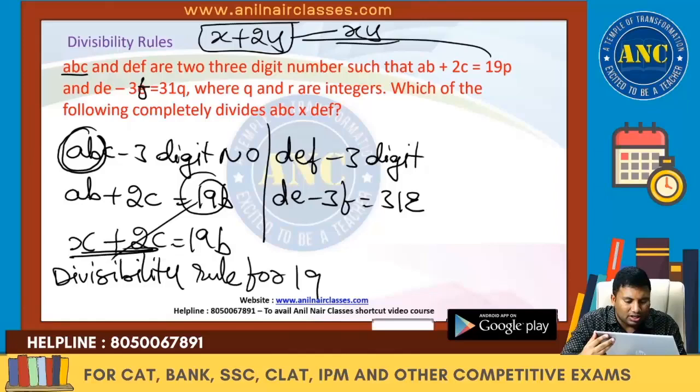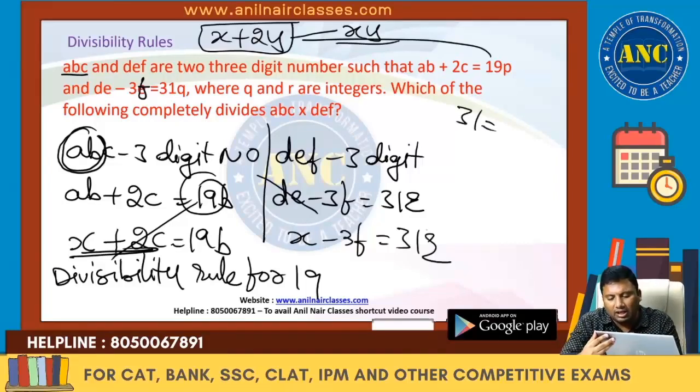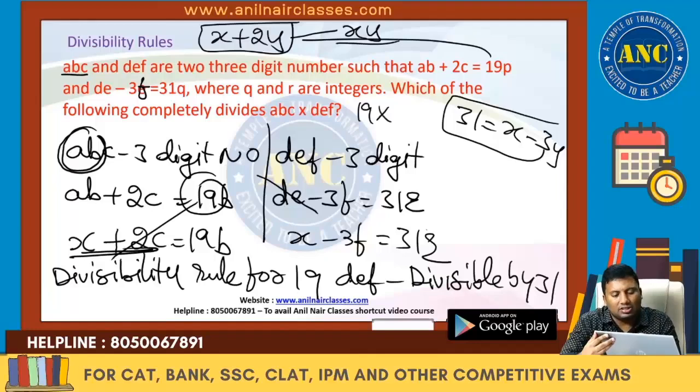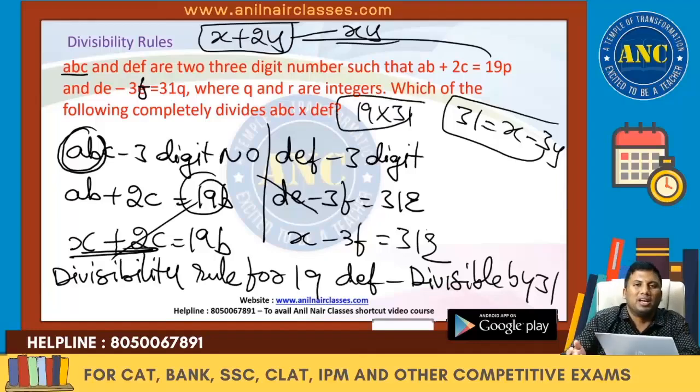Divisibility rule for 19. If I call DE X, X minus 3F is 31Q. Can I say that it is nothing but the 31 divisibility rule, X minus 3Y only? Are you all with me? That means DEF is divisible by 31. DEF is divisible by 31. The answer is 19 into 31. Are you all with me? It is an absolute sitter, if you know how to find the divisibility rule for 19 and 31.